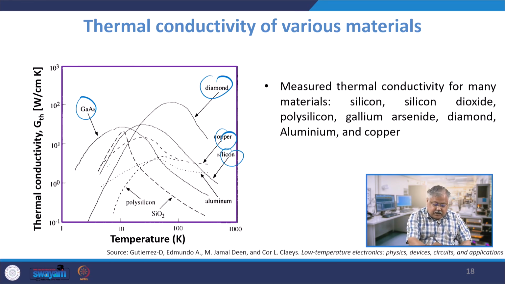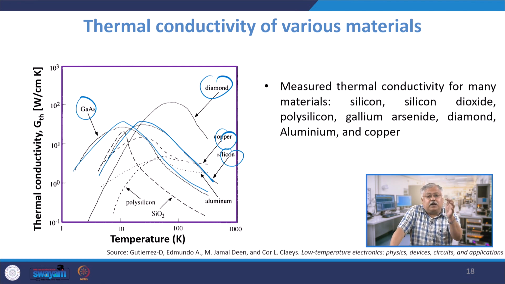If you see silicon, it is exactly the same as we required. If you look at gallium arsenide, it is something like this, right. It has the same maximum thermal conductivity, but at lower temperature it has a higher thermal conductivity as compared to silicon, and at higher temperature gallium arsenide has a lower conductivity with respect to silicon.